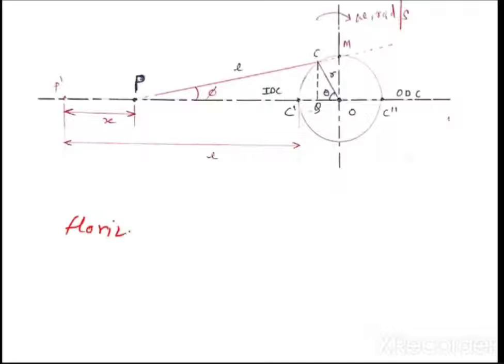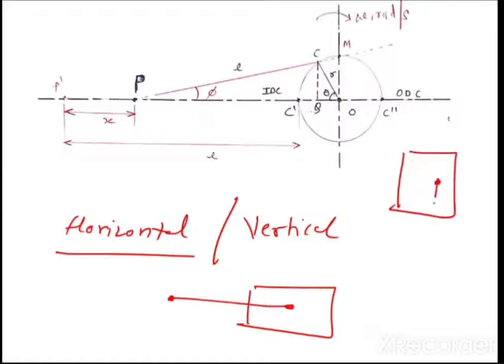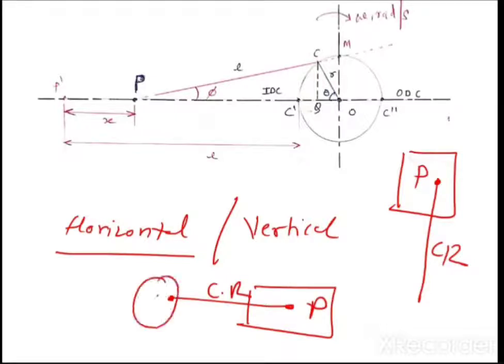Now basically, we have two engines. One is a horizontal engine and the second is a vertical engine. Horizontal engine means the piston and the connecting rod are placed horizontally. In the vertical position, this is a piston and this is a connecting rod, and here you will have a crankshaft. So either horizontal or vertical position, it doesn't matter, we can do the analysis.